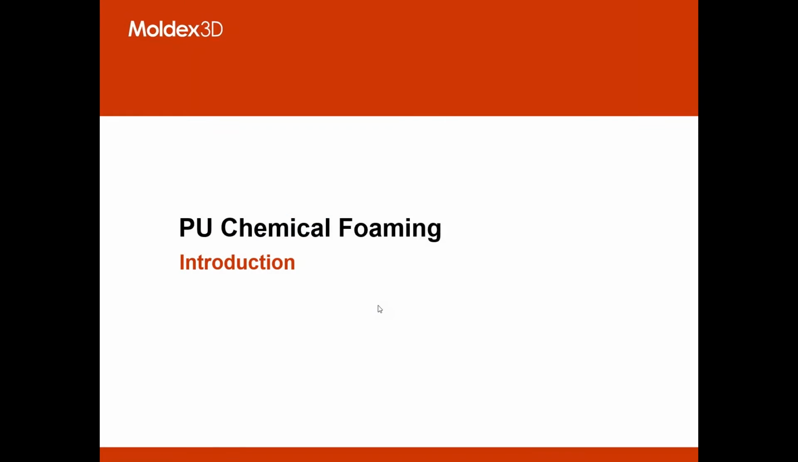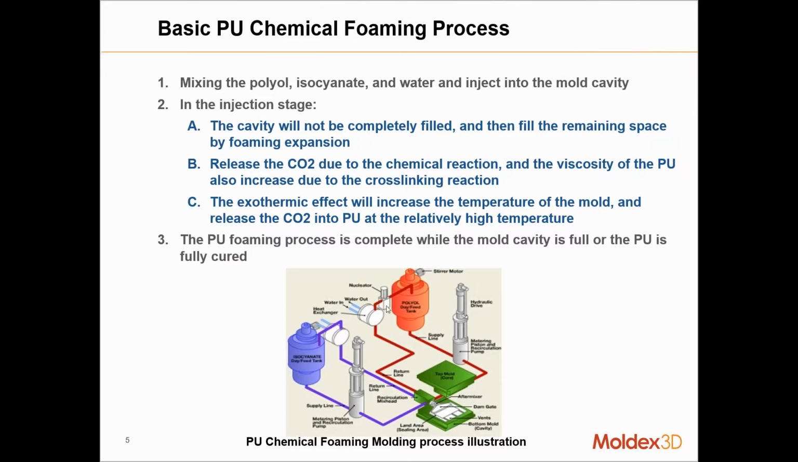All right, so PU chemical foaming. What is PU chemical foaming? Basically we're going to be taking a polyol, an isocyanate, and water, and mixing those together to observe the chemical reaction that's going to happen during the foaming process. So we're observing the chemical reaction happening between these three reagents, and we're observing how those are foaming, or how the gas released is affecting how the molding process is carried out.